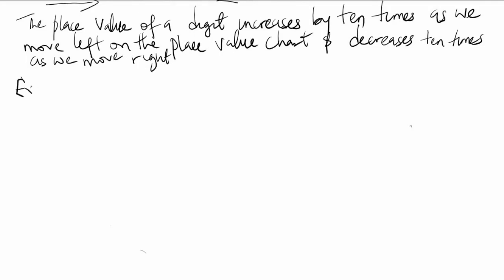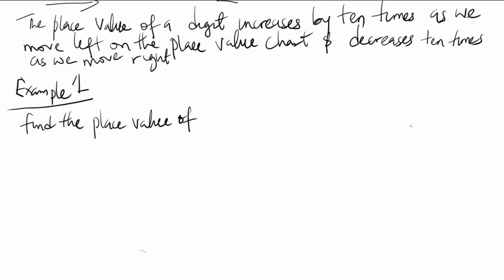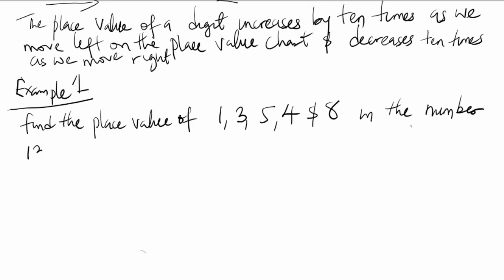So this is example 1. Find the place value of 1, 3, 5, 4, and 8 in the number 13,548. So let's find this solution.